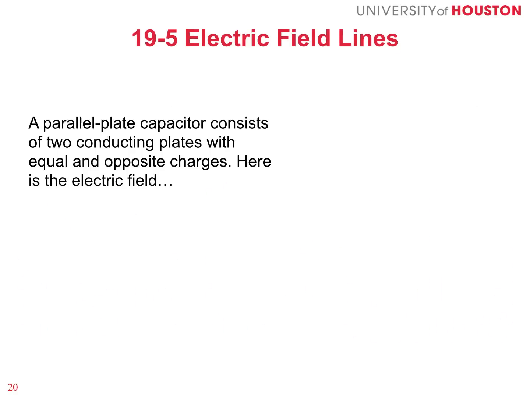We can also use a parallel plate capacitor to demonstrate the direction of electric field lines. A parallel plate capacitor consists of two plates. One plate will have a positive charge and the other plate will have a negative charge. The magnitude of charge on each of the plates is the same, and they're separated by a distance d in this case.